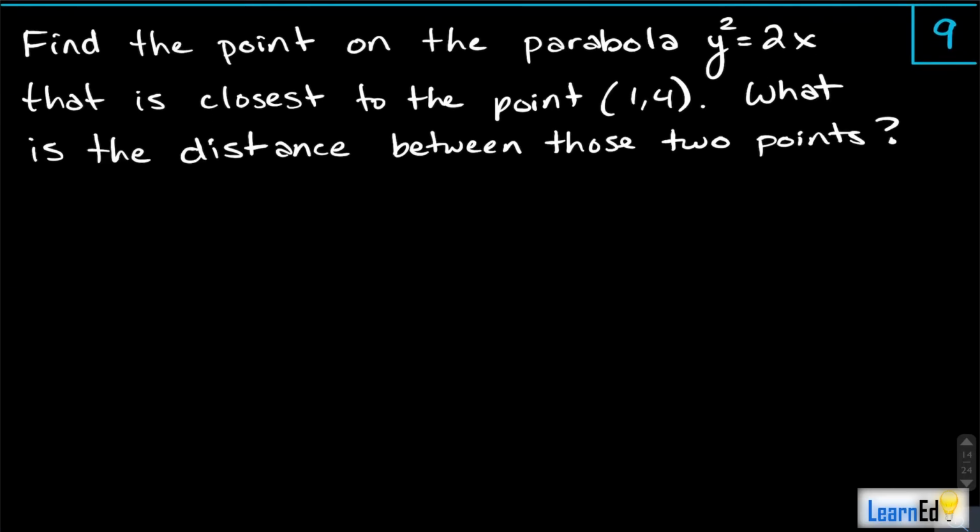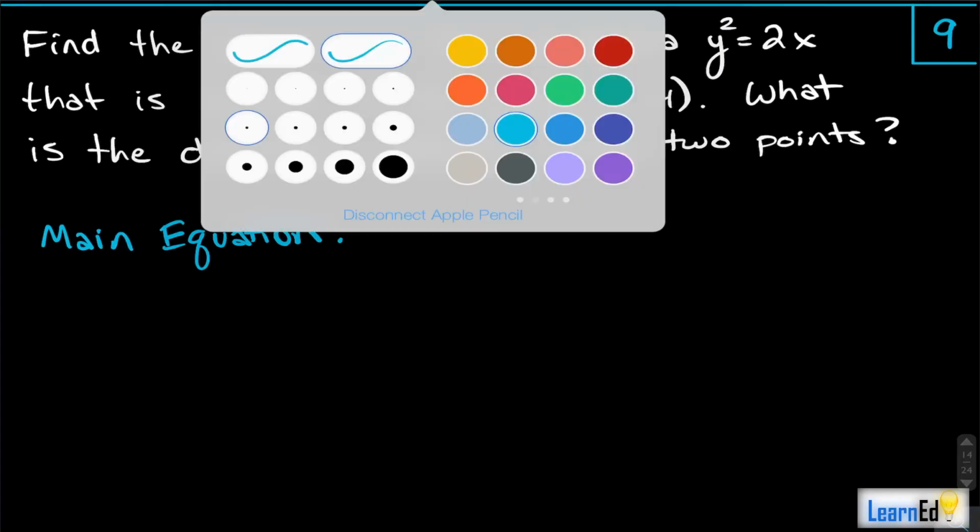But that also depends on what kind of calculus program you're in. The last optimization problem that we have is asking us to find the point on the parabola y squared equals 2x that is closest to the point (1, 4). And we need to find the distance between those 2 points. So what's our main equation? That's the first step of an optimization problem. Well, we are trying to find the closest distance.